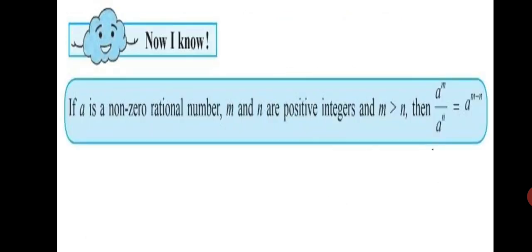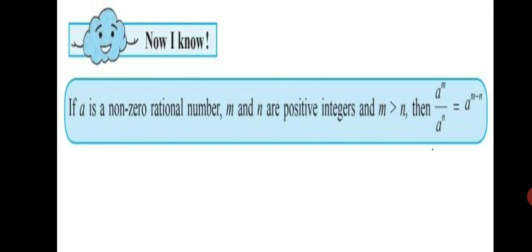Now I know if a is a non-zero rational number, m and n are positive integers, and m is greater than n, then a raised to m upon a raised to n is equal to a raised to m minus n. That means when you get a division sum with the same base, you can subtract the index and keep the base as it is.